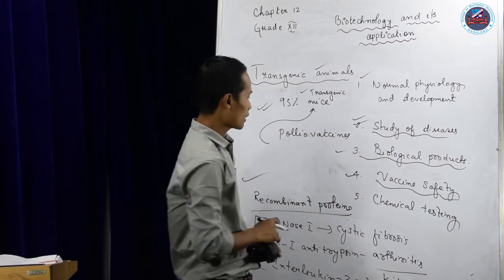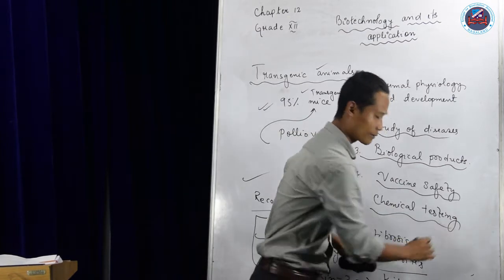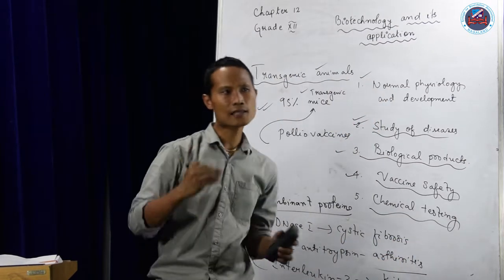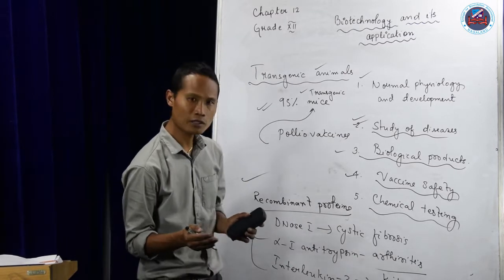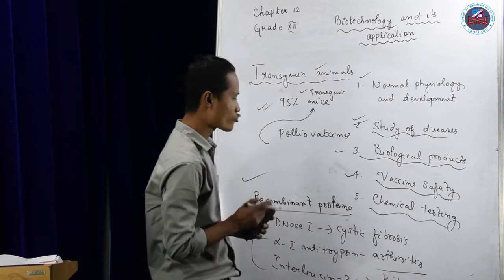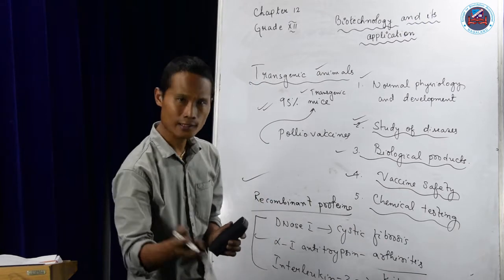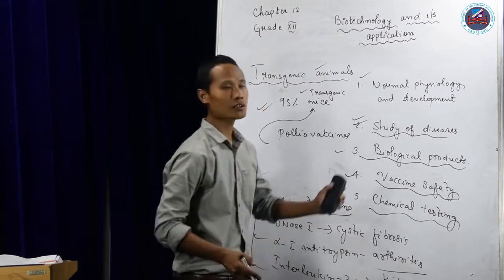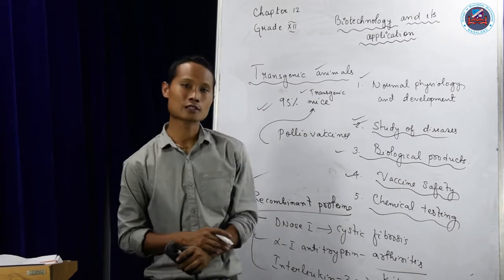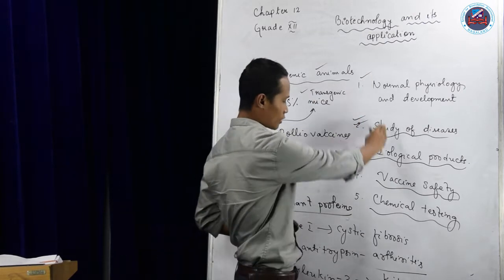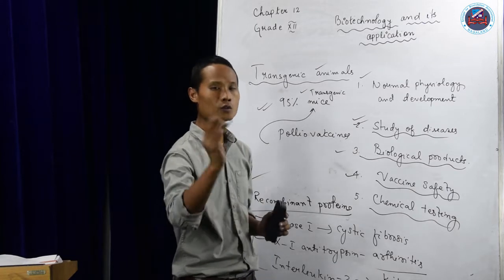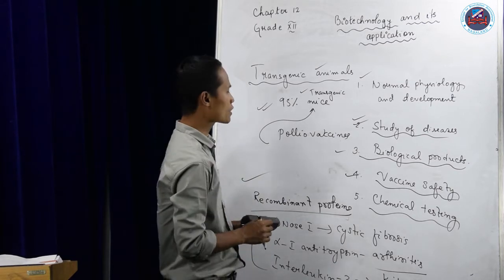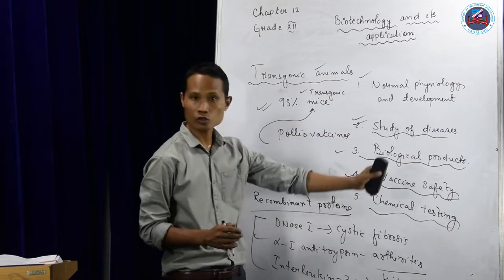Next is chemical testing. Chemicals are synthesized, and some chemicals are very toxic. Once we design a drug, it has to go for testing, and that testing can be done on the transgenic animals. So these are the five important points which you will find in your textbook. Please, I want all the students to go through that and make detailed notes of this.